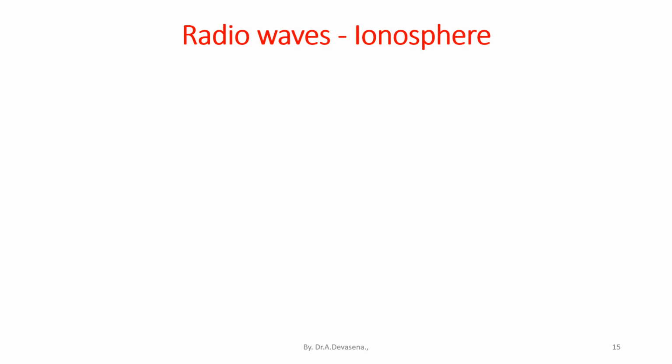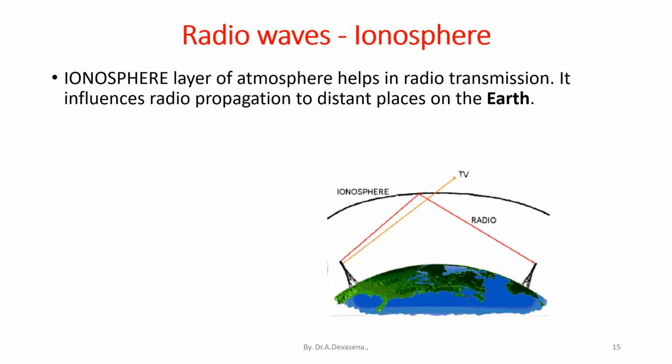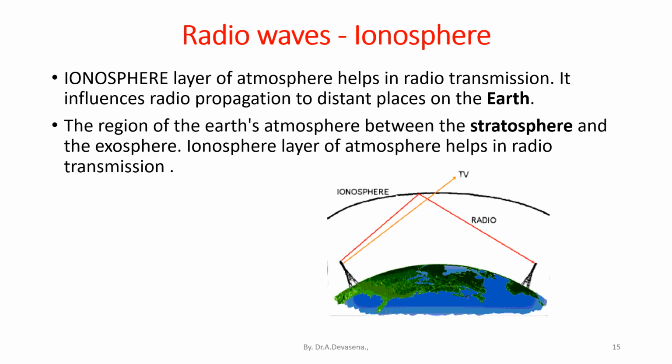Let us see radio waves in ionosphere region. Ionosphere layer of the atmosphere helps in radio transmission. It influences radio propagation to distant places on the earth. This is the representation of the ionosphere. The region of the Earth's atmosphere between the stratosphere and the exosphere. Ionosphere layer of atmosphere helps in radio transmission.